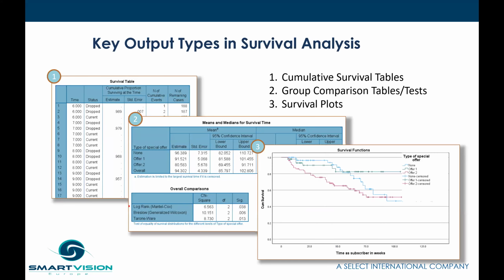Okay, we're going to run a survival analysis, and the key here is that we're going to get three key bits of output. The first is a cumulative survival table, which tells us the proportion of people who are surviving over time for the different treatment groups that we have. The second is group comparison tables or tests, which tell us whether or not one treatment is statistically different from another. The third are graphical plots.